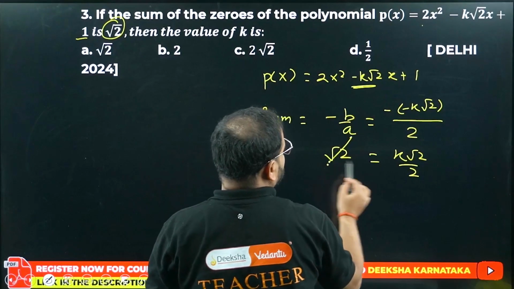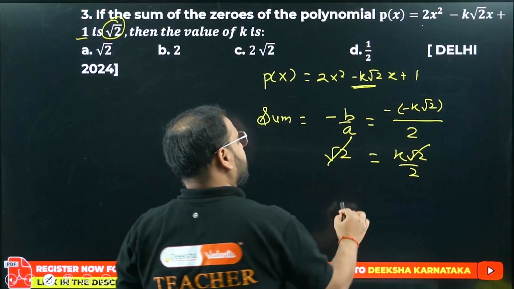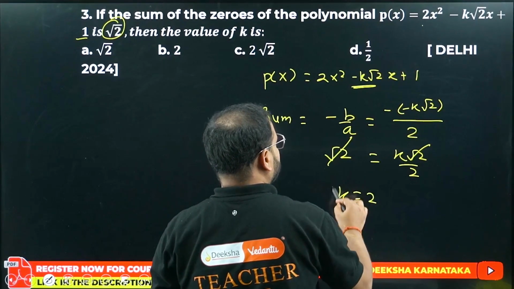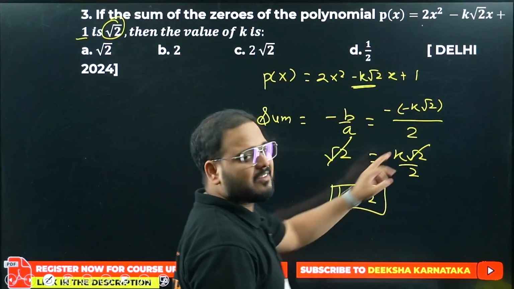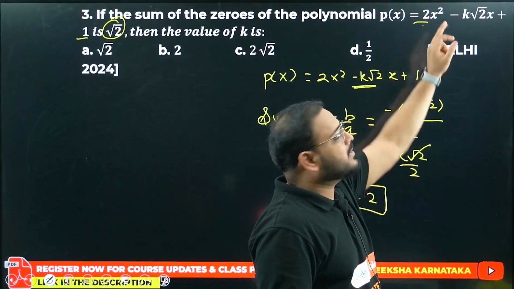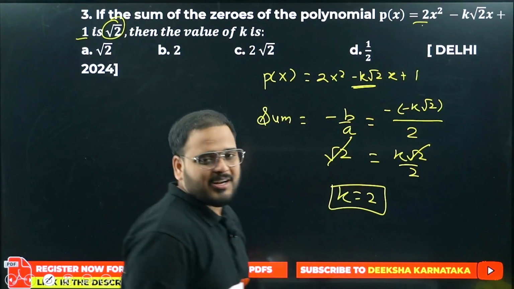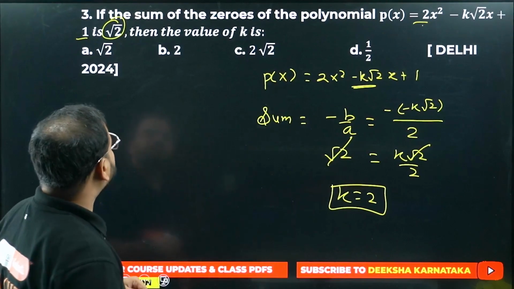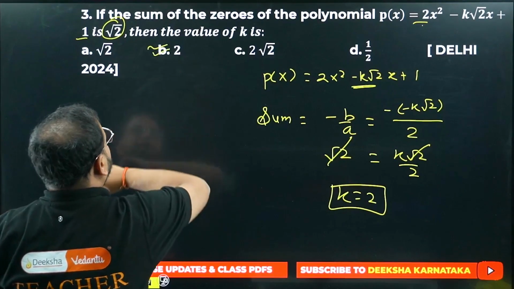Now if you see this, we can cancel root 2 and root 2. What are we going to get? We're going to get k as 2, bacha. Okay. I've taken the value of a wrong. Okay. A is not root 2. A is 2. Please compare with the standard form of the quadratic polynomial. Okay. So k is 2. B.